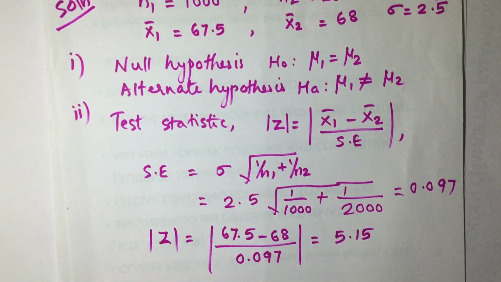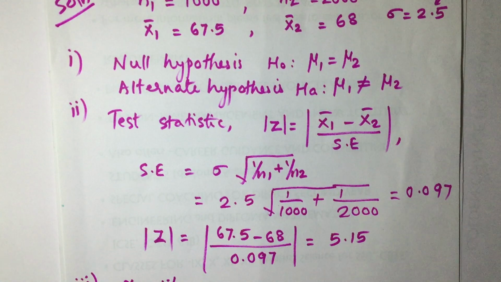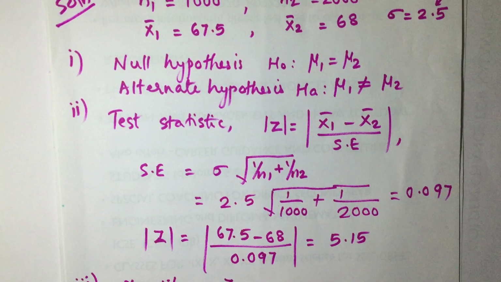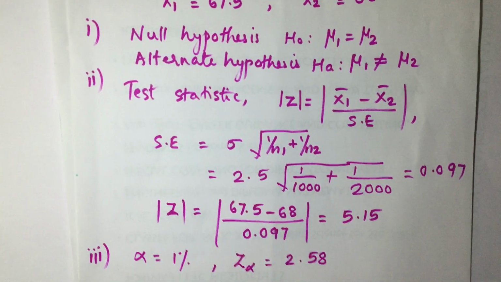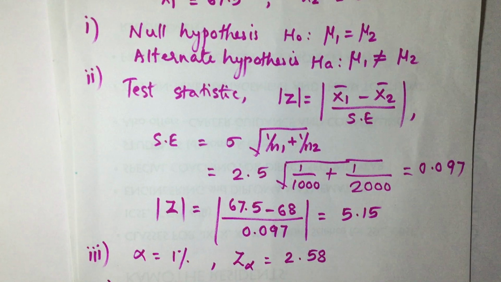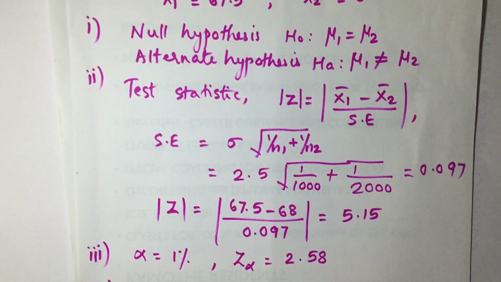Then we need to keep the level of significance, say alpha equal to 1% or 5%, as you like. If it is not given you can choose it of your own. So alpha is 1% I am taking here. Then the corresponding value of Z will be 2.58 from the table which I had already given you. So Z alpha is 2.58. Now you can see the calculated value of Z is 5.15. This is greater than the table value Z alpha.